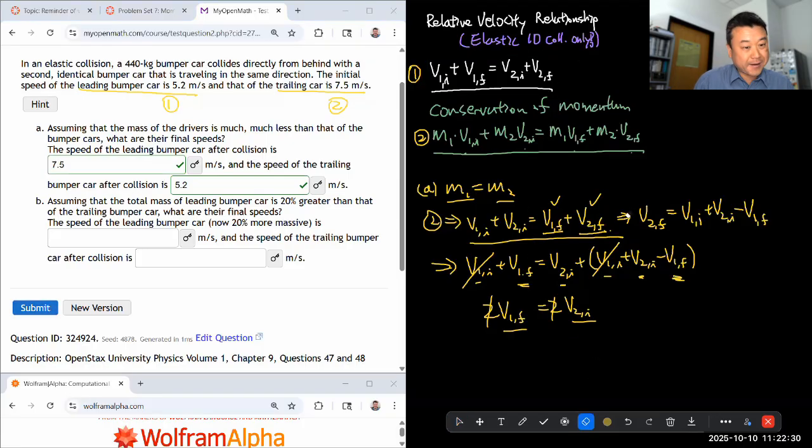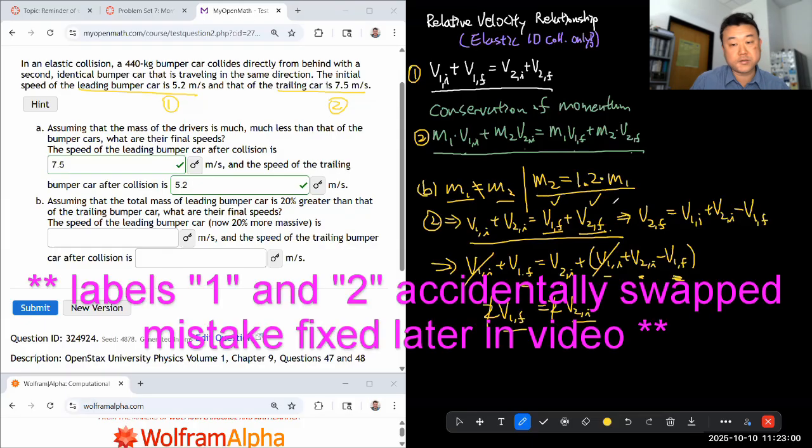So let's do part B, which is a little bit harder. Assuming that the total mass of the car is 20% greater, we no longer have that nice thing we had; for part B, this is no longer true. So the leading bumper car, my car number 2, has mass M2 that is 20% greater than that of the trailing bumper car. So it's 1.2 times M1. That way M2 is 20% greater than the mass of the trailing bumper car.